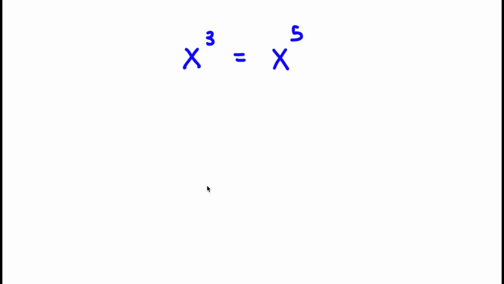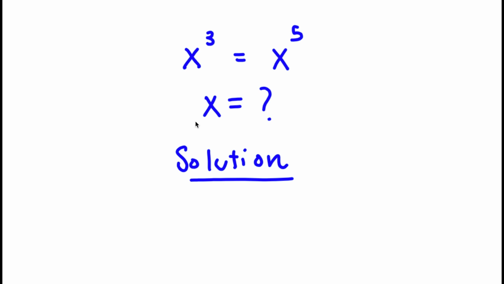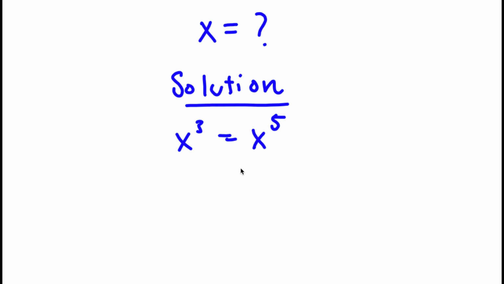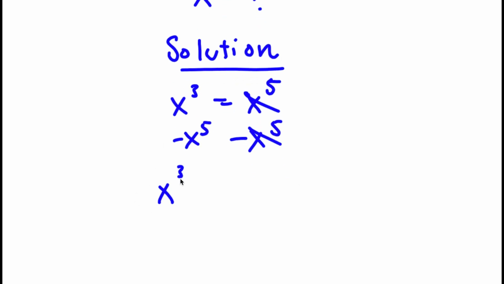Alright, so in this problem, I have x to the power of 3 is equal to x to the power of 5. So I want to find the value of x here. So for my solution, first start with x to the power of 3 is equal to x to the power of 5. Now, I'm going to subtract x to the power of 5 on both sides. So now these two are going to cancel out. Now I'll be left with x to the power of 3 minus x to the power of 5 is equal to 0.